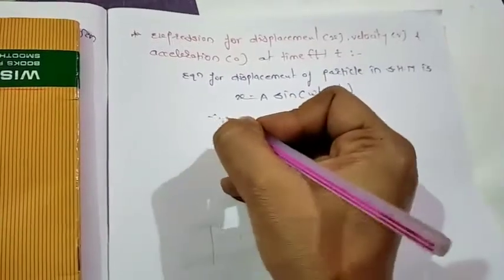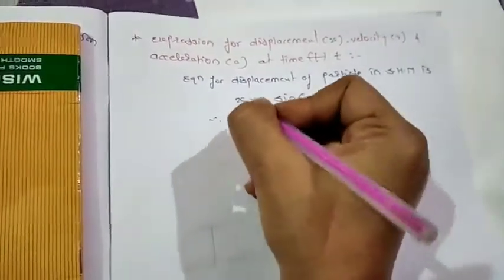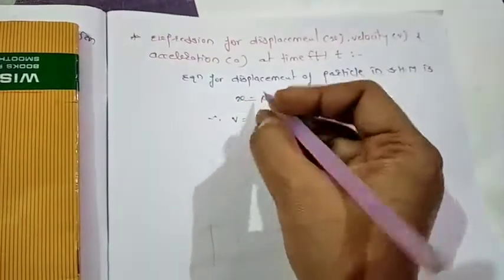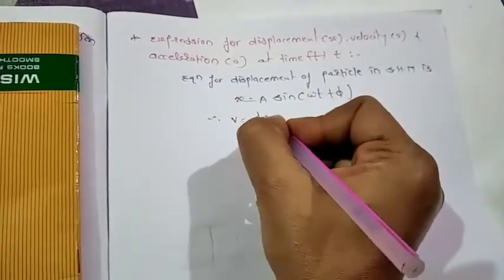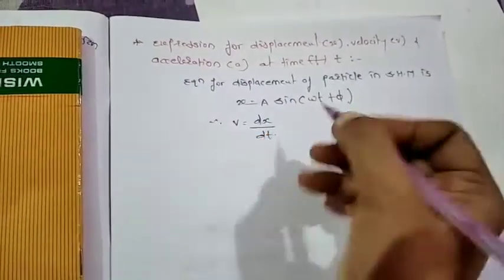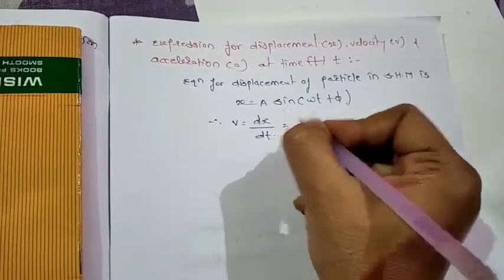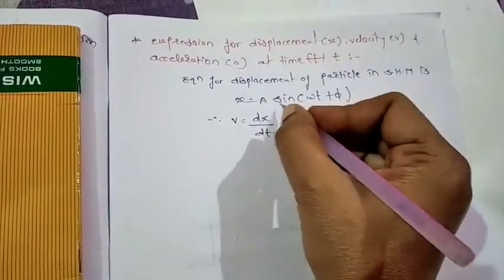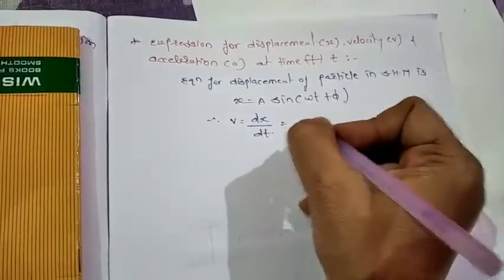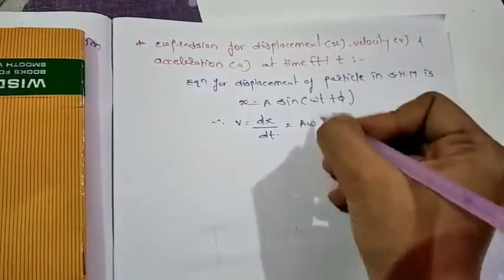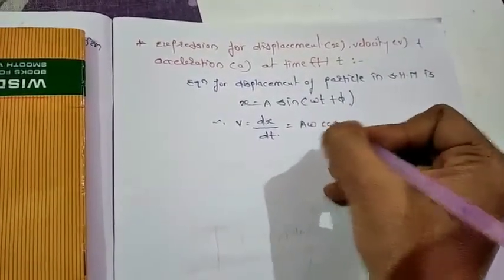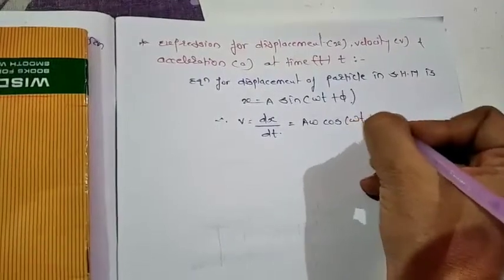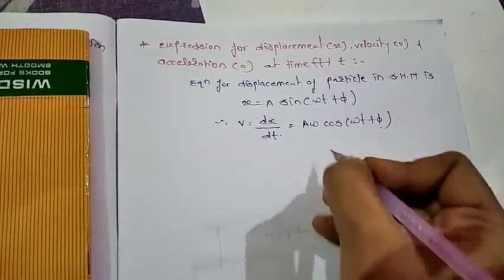Therefore, the velocity can be written as the rate of change of displacement with respect to time. So, differentiating this equation for displacement, that is a sine of omega t plus phi, we have a omega, sine derivative is cos of omega t plus phi.